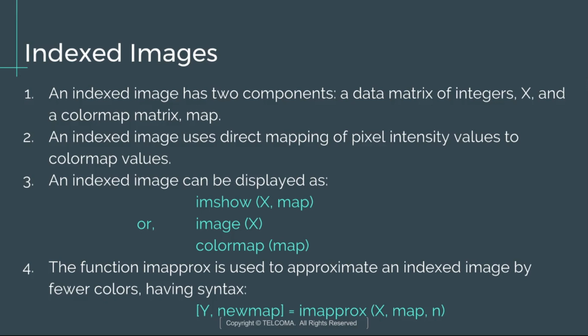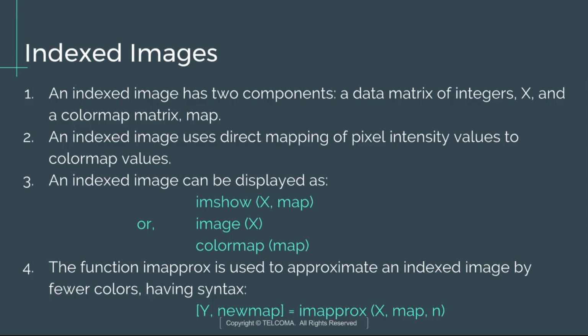To display an indexed image, you can write imshow x, map included in parenthesis, or 2 statements separately as image x and then colormap map. A color map is stored with an indexed image and is automatically loaded with the image when the imread function is used to load the image.